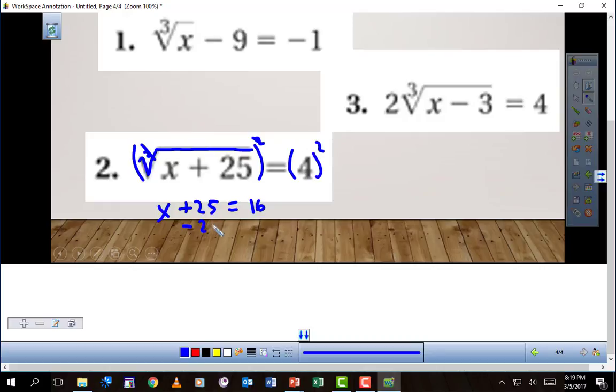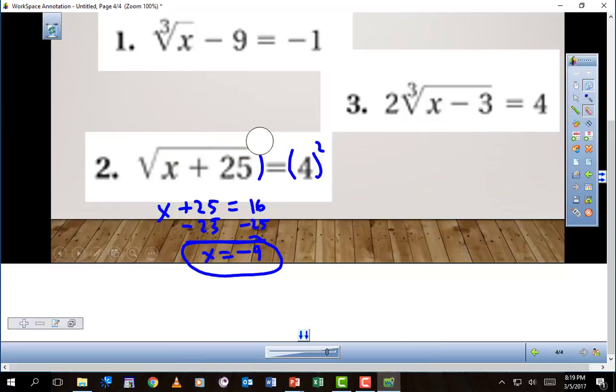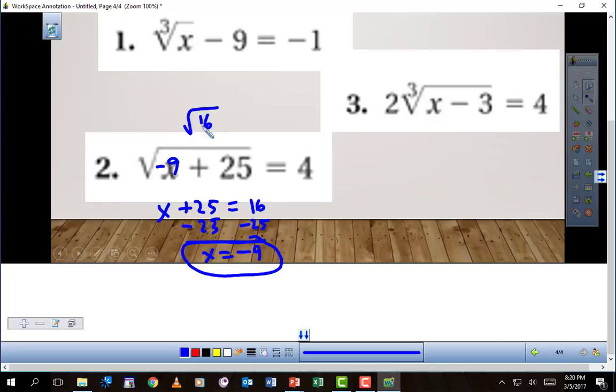Well, now I subtract 25. Subtract 25 here, and I get x is equal to what? Negative 9? Well, let's check and see if this works. If I put the negative 9 in here, I would have a negative 9 here. Well, negative 9 plus 25 is equal to 16, and so the square root of 16 is equal to 4. So sure enough, this one even works.